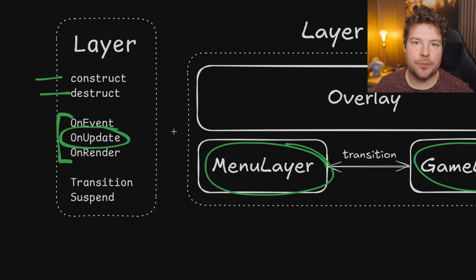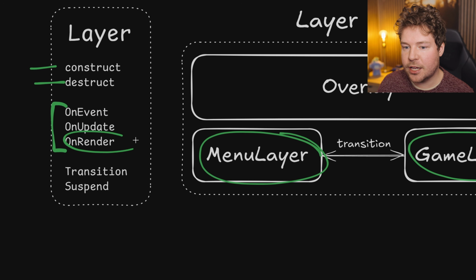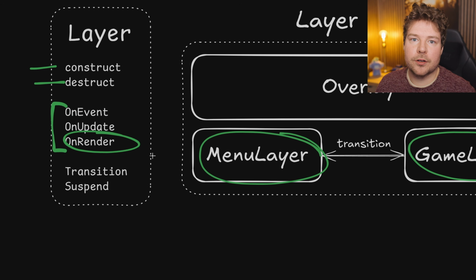OnUpdate is like the logic part of what our layer is doing. So if we have a menu layer, that might be the part that actually checks to see what button we're hovering over. And if so, it might highlight it. It might respond to us clicking on it. A lot of that stuff can also be done within the event system, but of course it's going to differ based on your implementation. And finally, onRender is where you're going to be doing all the rendering. So you might be submitting some sort of geometry to be rendered by the renderer, stuff like that.